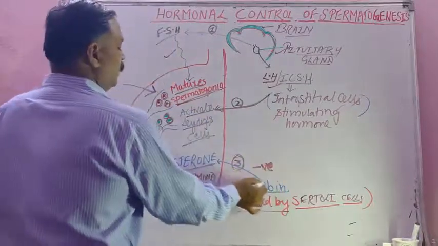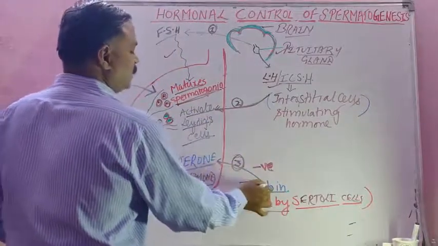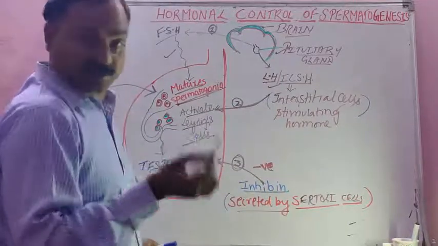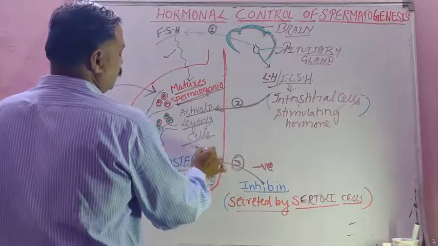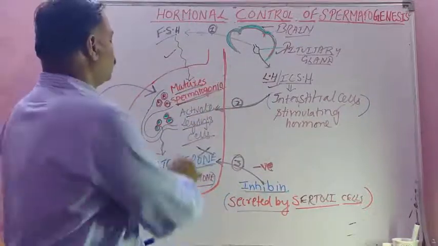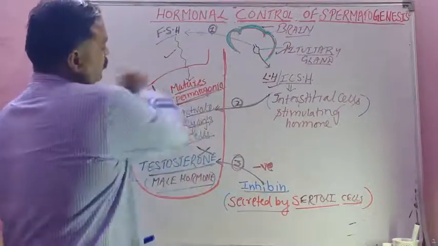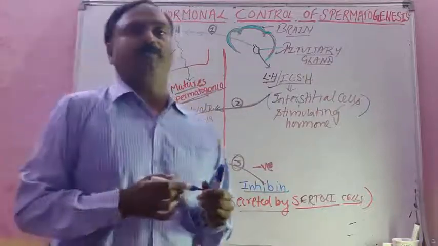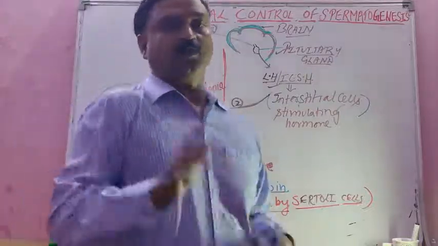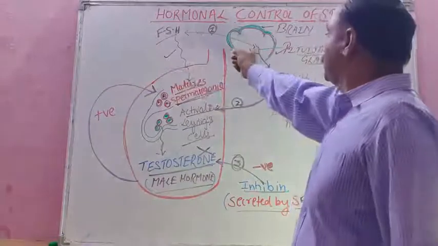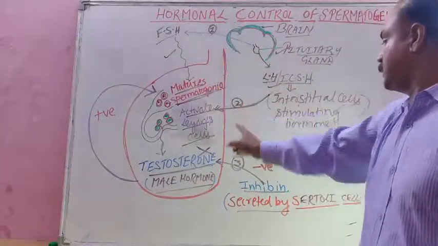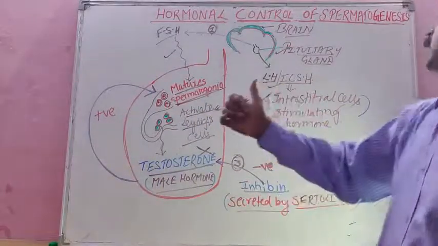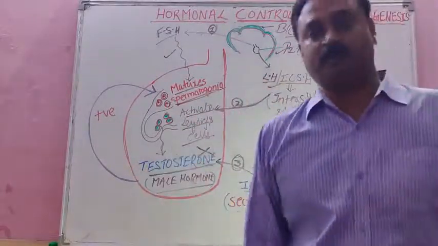How? As the name suggests, inhibin inhibits the secretion of testosterone. It stops the secretion of testosterone. So the overall process is again controlled. That is spermatogenesis, isn't it? So students, remember these three hormones: FSH, then ICSH, and inhibin hormone in the hormonal control of spermatogenesis.